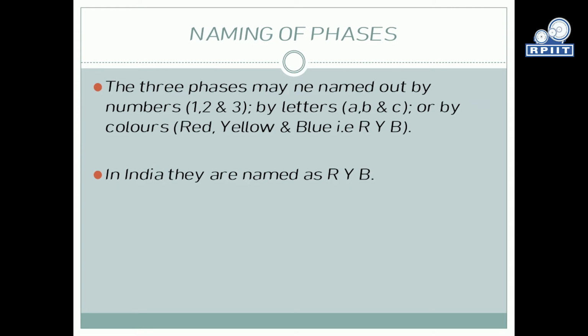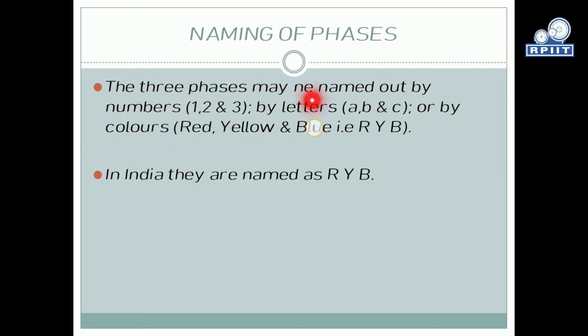So naming of phases. In India, there are two types of supply systems. First one is the single phase supply system and the second one is the three phase supply system. In the single phase supply system, we are using only two wires or conductors, that is line and neutral wire. But in the case of the three phase supply system, we are using three wires or three conductors, and these conductors are named by numbers or letters or by colors.